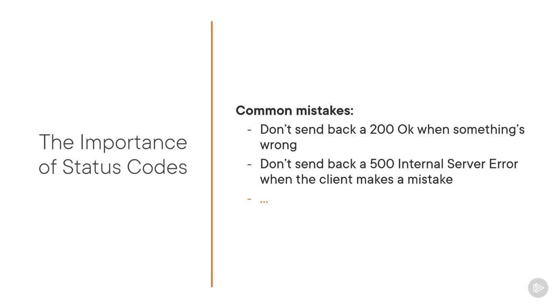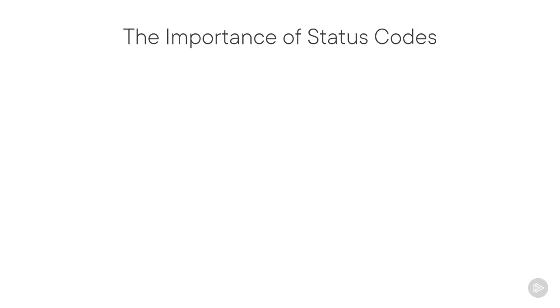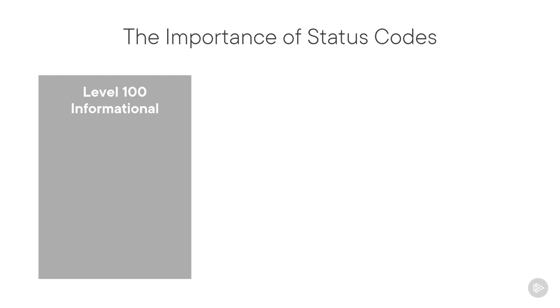There's a lot of status codes, and an API doesn't necessarily have to support all of them. But let's look into a few common ones. There's 5 levels of status codes. Level 100 status codes are informational. They're typically not used by APIs.